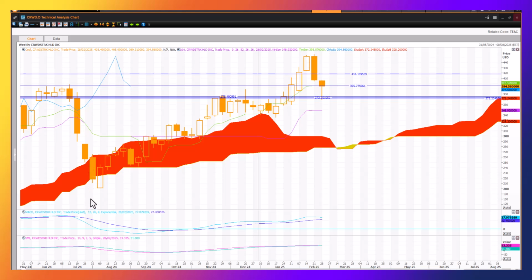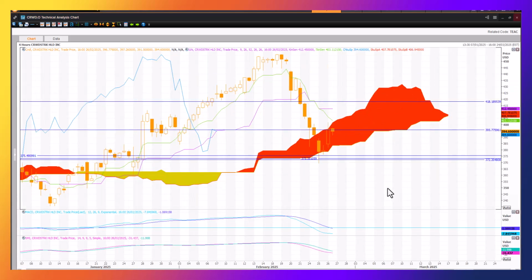Let's go and look at the 4-hour chart. Now on the 4-hour chart, we started buying at the support rebound here at 373 also, and we're back above the bottom of the cloud there, so that was another nice little entry point.